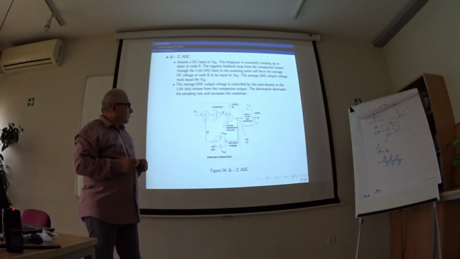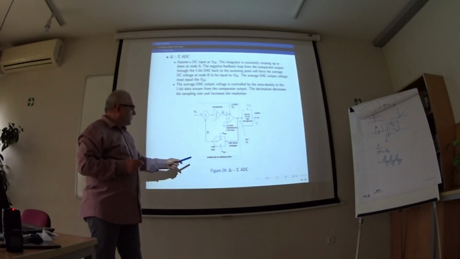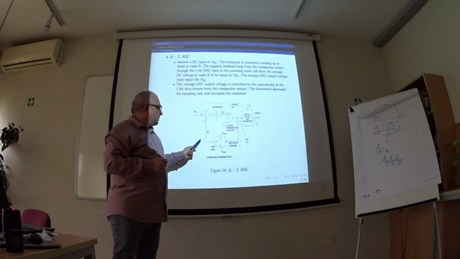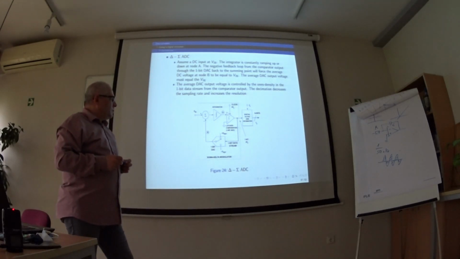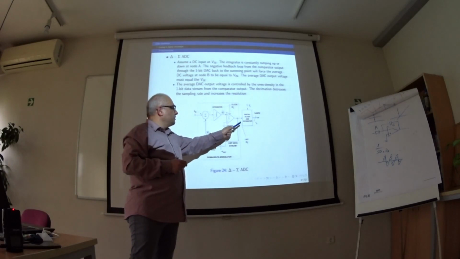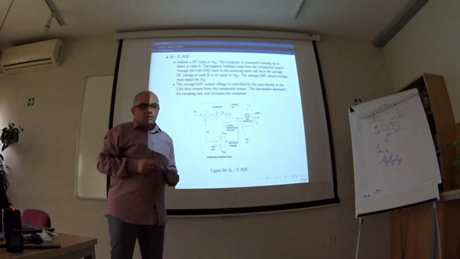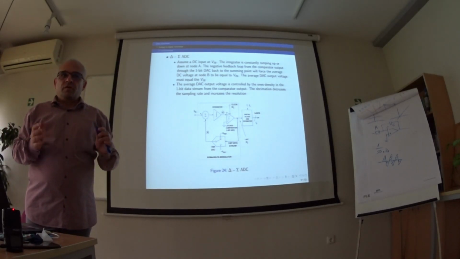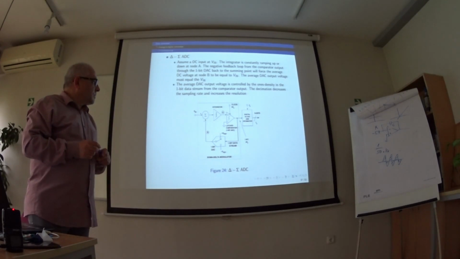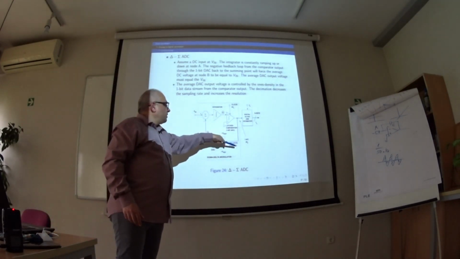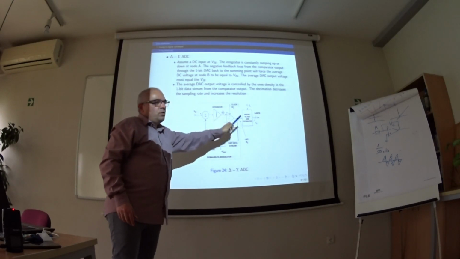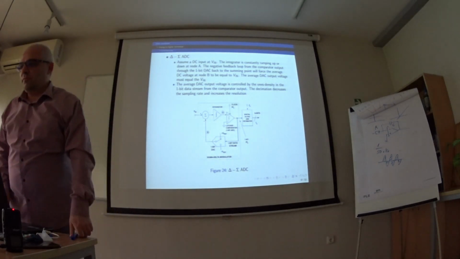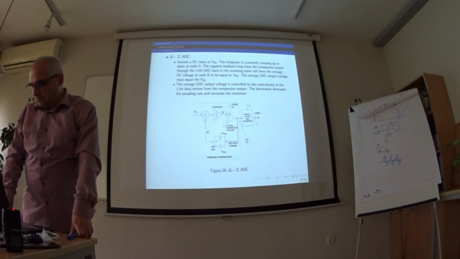Sometimes this frequency here may be 100 kilohertz or megahertz, and after digital filtration and decimation, we may have a very low sampling rate, for example, several conversions per second. But here the resolution is 1 bit. Here the resolution is much more, for example, 16 or more bits.